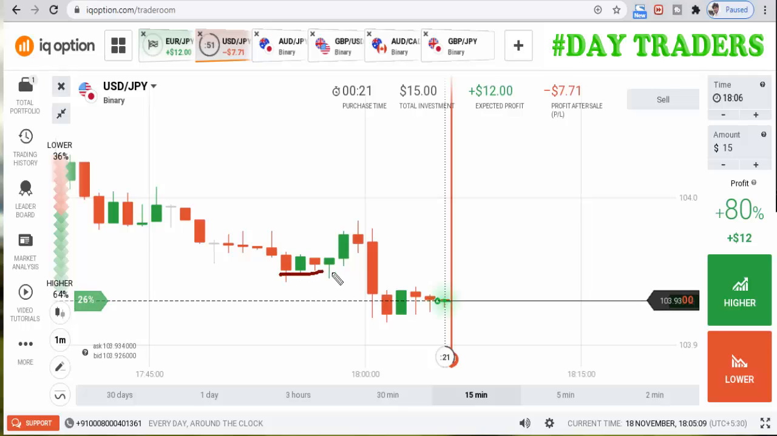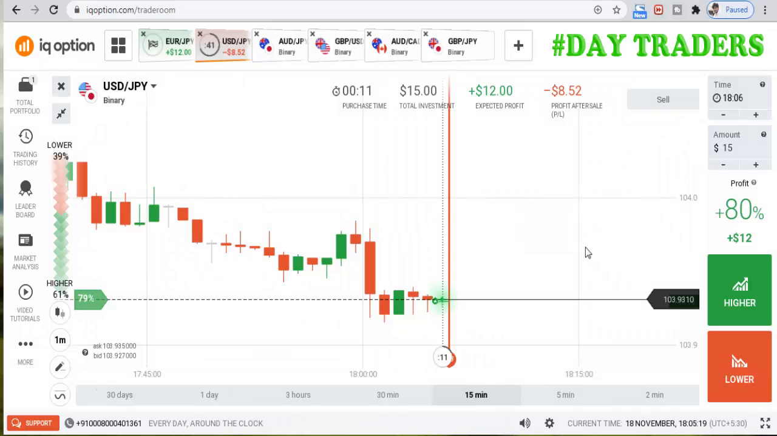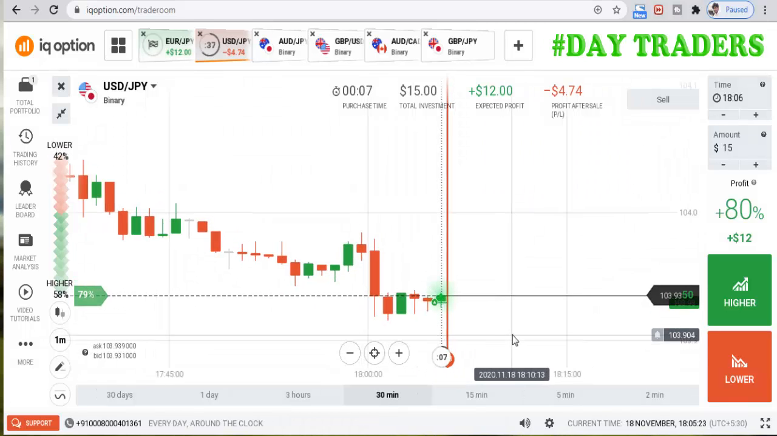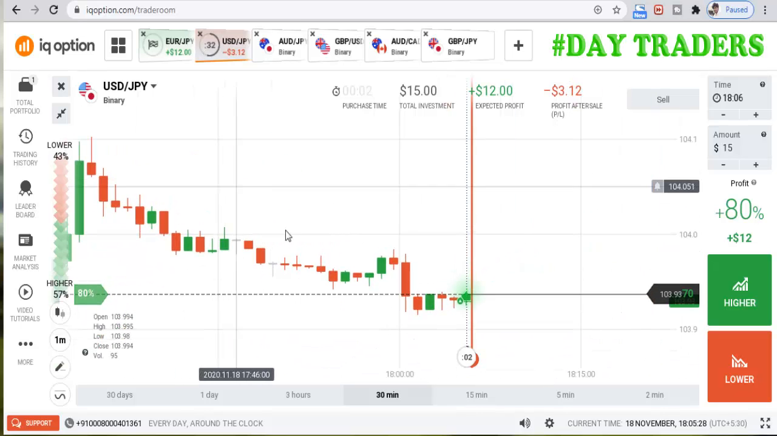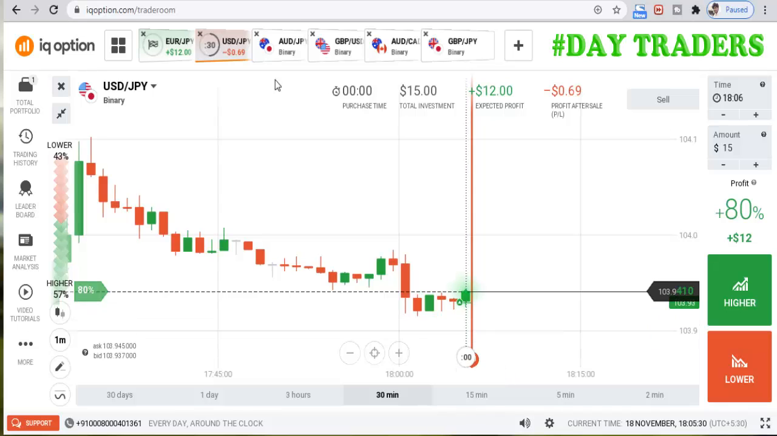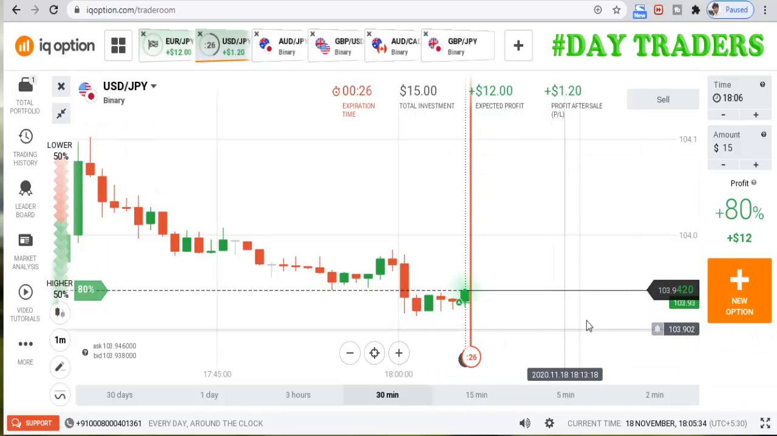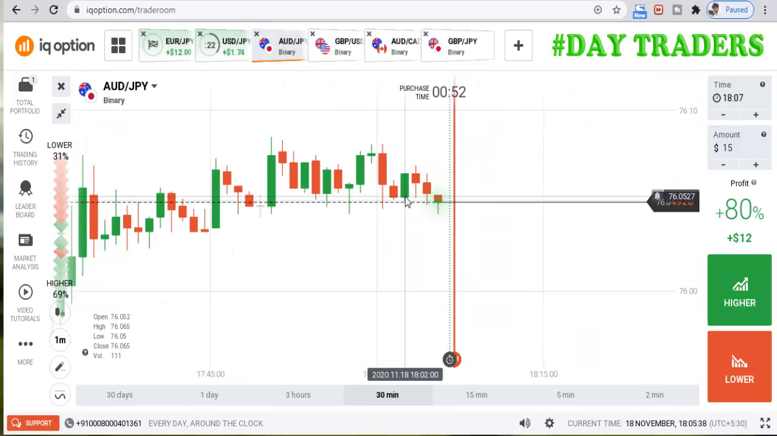You can see this is a buyers' entry point. So I'm expecting this is also a buyers' entry point. This is a strong rejection. Okay, strong buyers entered the market. Let's see the result. Let's check the next pair.